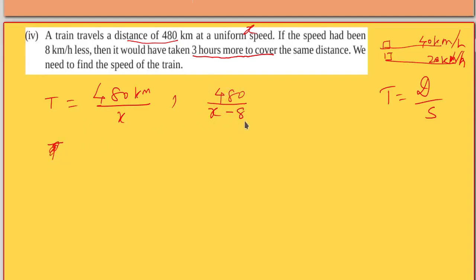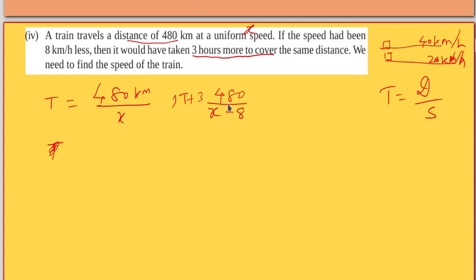Here the speed is reducing, which means the denominator is reducing, so the division becomes a greater number. Here it is x minus 8, so the denominator is a smaller one. If the denominator becomes smaller and smaller, the division value becomes greater. So this is the greater one, this is the smaller one. The time difference will be 3 hours, the difference of the time taken. This is t plus 3, the time taken to cover this distance with this speed.